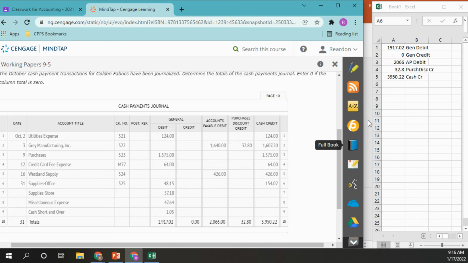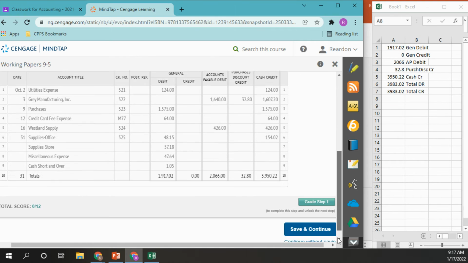3950.22. Let's see, I'll do a total debit, total credit, just to verify. So I've got general debit plus accounts payable debit. I've got general credit is 0 plus cash purchase discount credit plus cash credit, 398302. So I prove that debits equal credits.